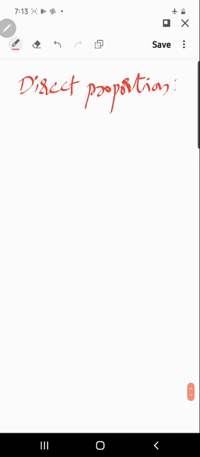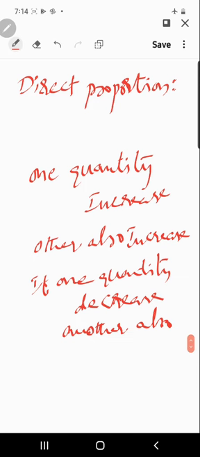In proportion, there are two types: one is direct proportion, another is inverse proportion. In this video I'll explain what direct proportion is and give you one example. In the next video, for 8th class, by using formulas, we will see how to find direct proportion and inverse proportion. But here I'm explaining direct proportion by using the unitary method. So what is direct proportion? Direct proportion means in a ratio two quantities are there. According to direct proportion, if one quantity increases, the other quantity also increases. If one quantity decreases, the other quantity also decreases. Then we can say the two ratios are in direct proportion.